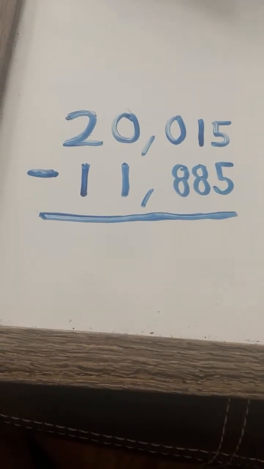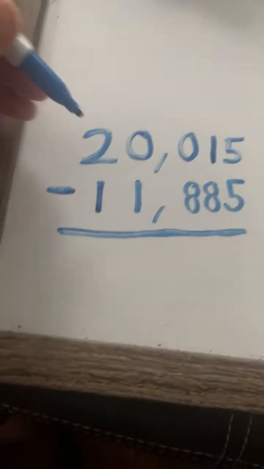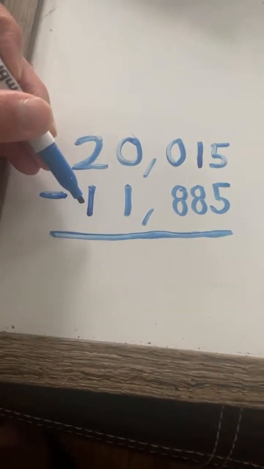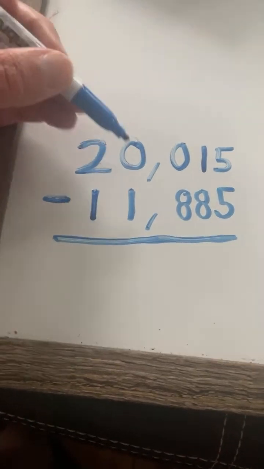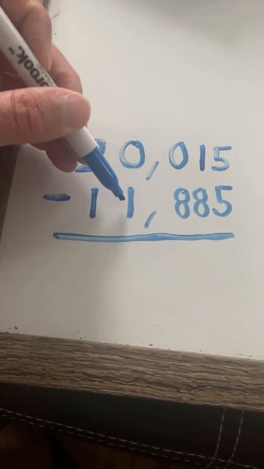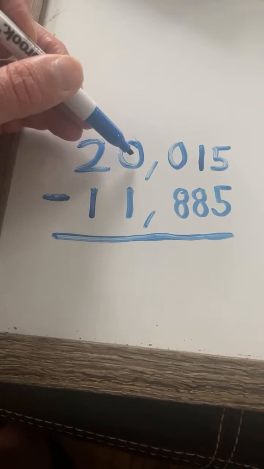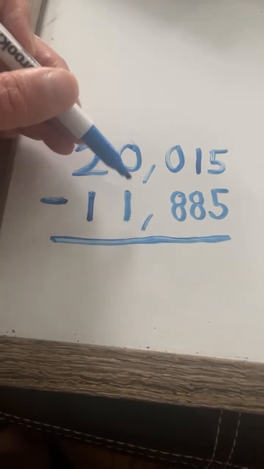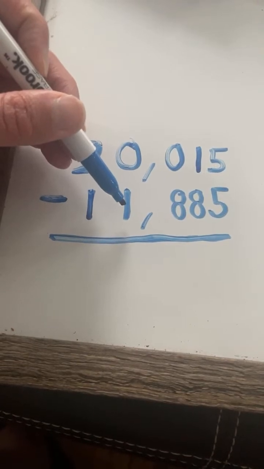I'm going to go through each column and I'm going to see, is there a number on the bottom that's bigger than the number on the top? So starting in the 10,000ths place, 2 is bigger than 1, that works. No regrouping needed there. 0 is not bigger than 1. 1 is bigger than 0. We can't start with 0 and take away 1. So we do need to regroup in the thousands place.